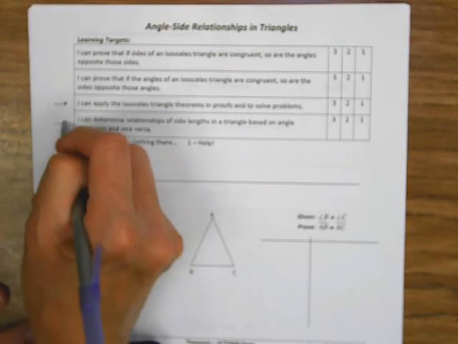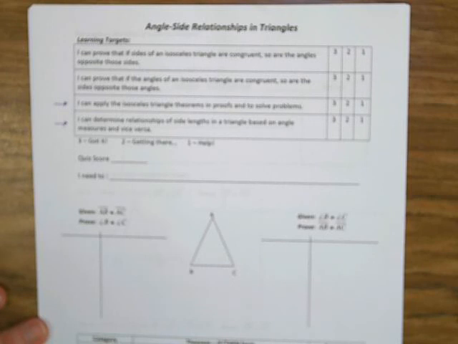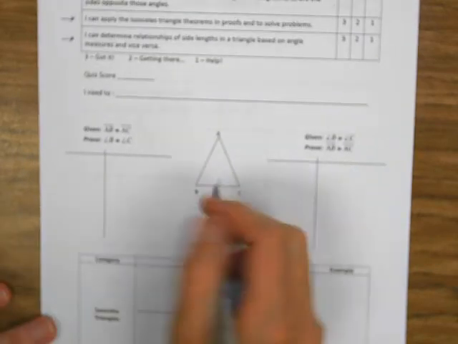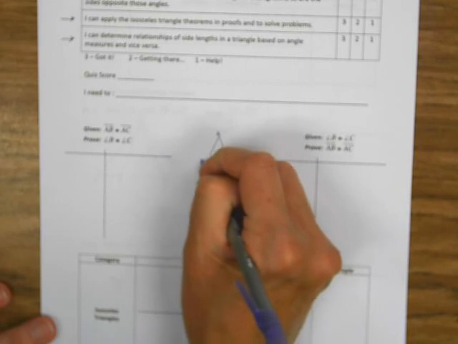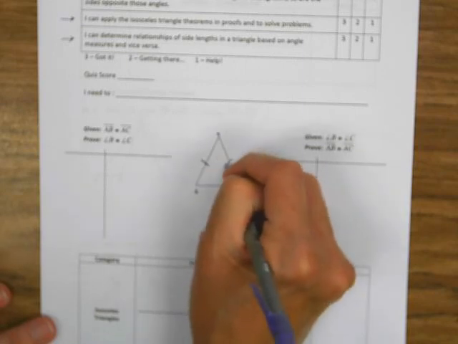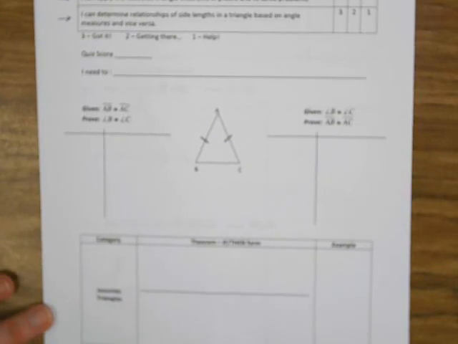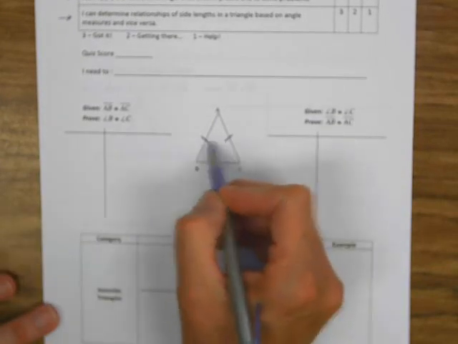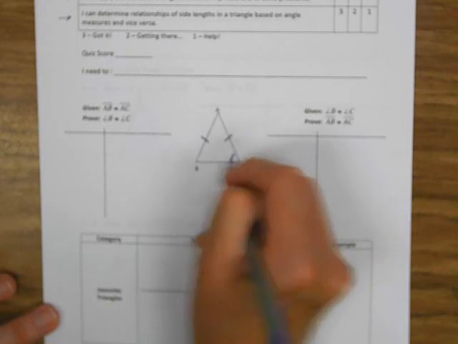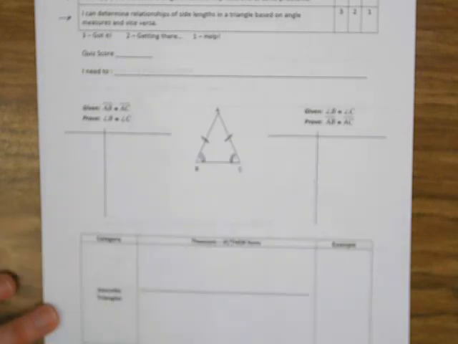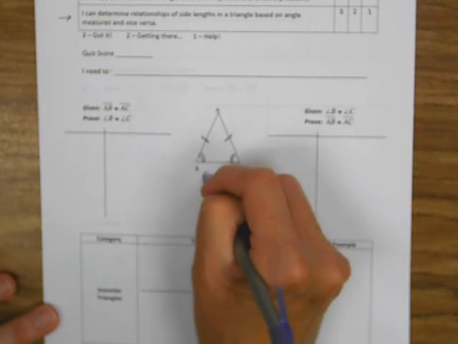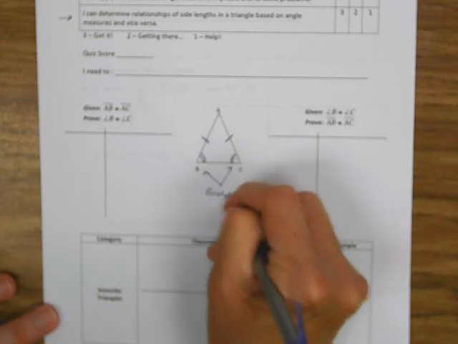And then a second idea is related here. I can determine the relationships of side lengths in a triangle based on angle measures and vice versa. So this idea in an isosceles triangle, if we look at the picture here, is that we know if it's isosceles, AB would be congruent to AC. And what we can prove, and we're not going to spend time on that today, is that if these two sides are congruent, the angles at the base of those sides are also congruent. We call these two right here the base angles.